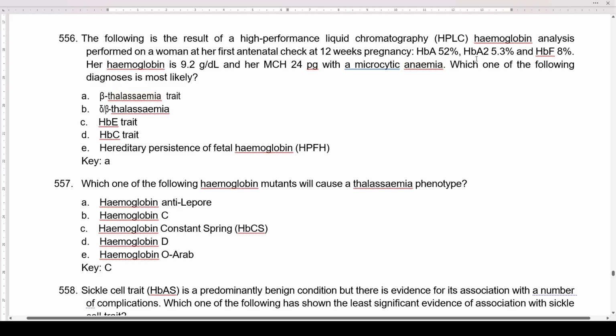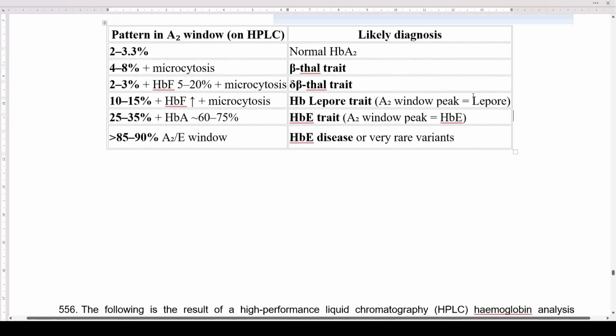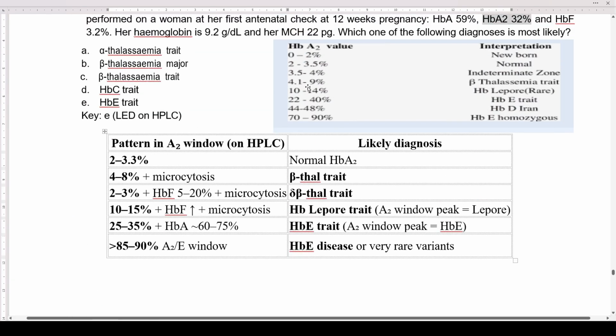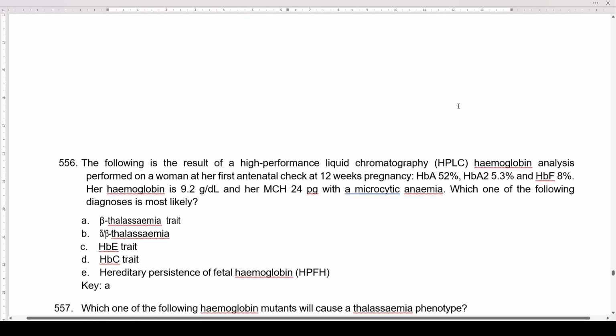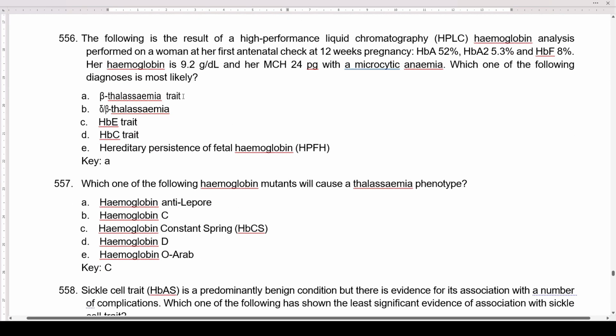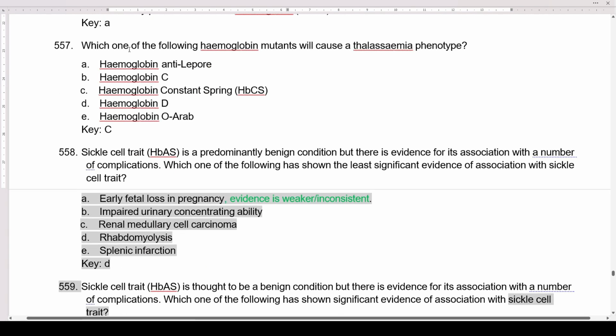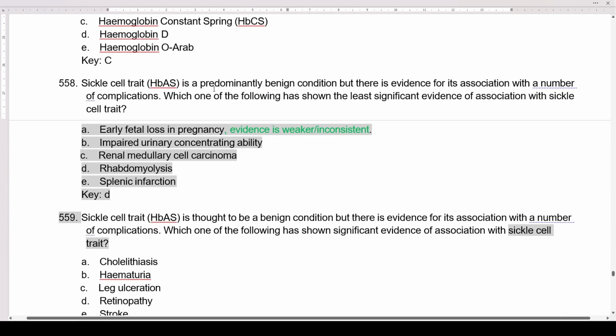Microcytic hypochromic anemia with HbA2 of 5.3. It comes between 4.1 and 9, so it is a case of beta thalassemia trait. Next, which one of the following hemoglobin mutants will cause an alpha thalassemia phenotype? That is hemoglobin Constant Spring. Just remember alpha for alpha thalassemia, and it has a variant, hemoglobin Constant Spring.